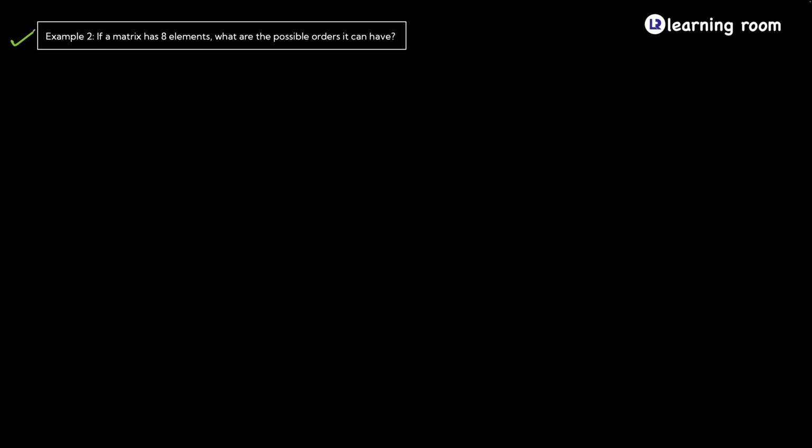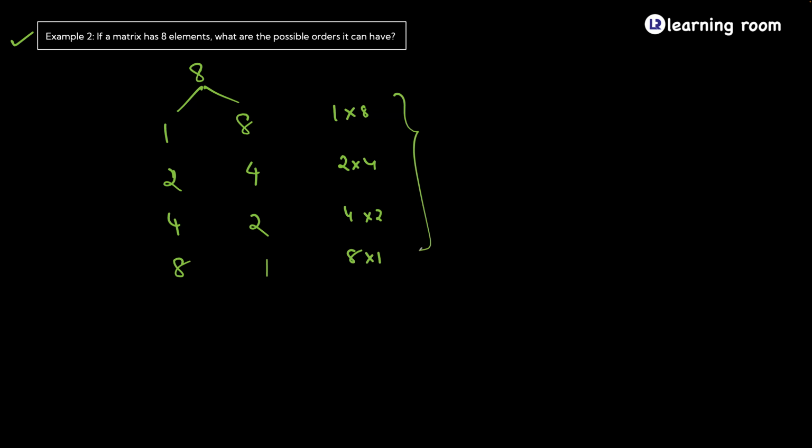Example 2. If a matrix has 8 elements, what are all the possible orders it can have? So there are a total of 8 elements. Basically, the possible orders come from the factors of 8. Starting with 1, it can be 1 cross 8, or 2 cross 4, or 4 cross 2, or 8 cross 1. So there are 4 different matrices possible, of order 1 cross 8, 2 cross 4, 4 cross 2, or 8 cross 1.